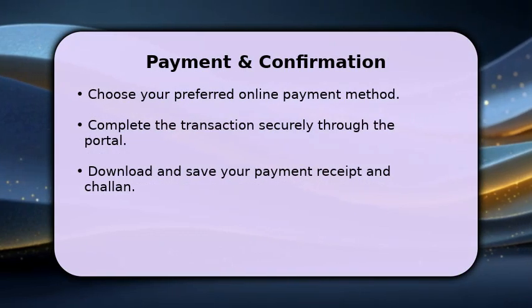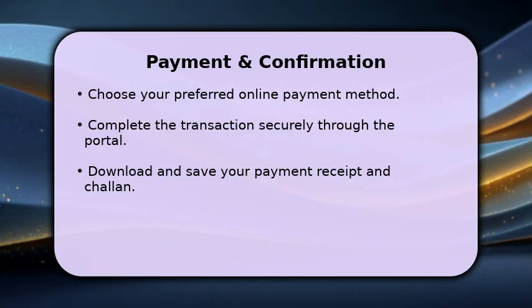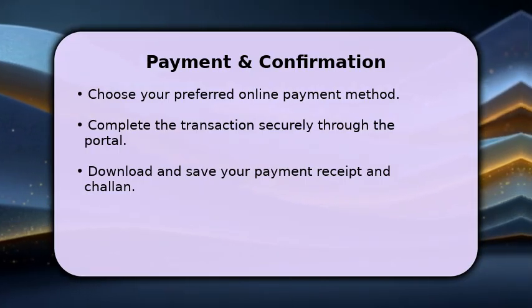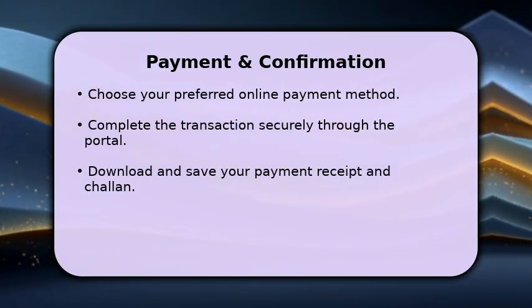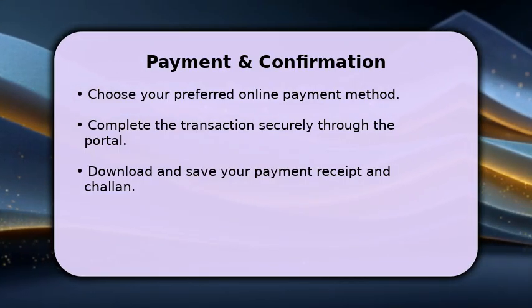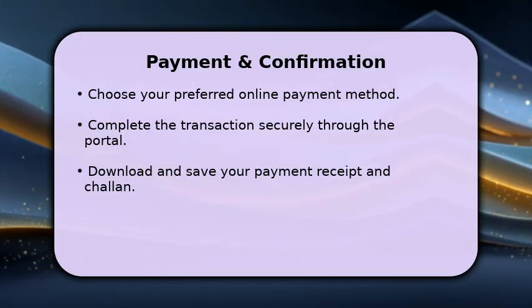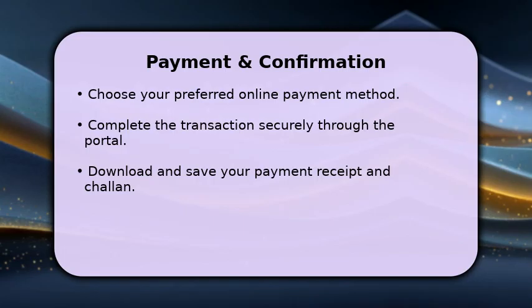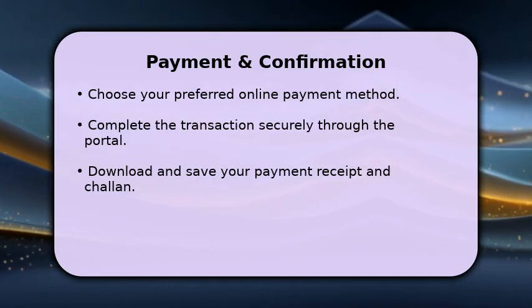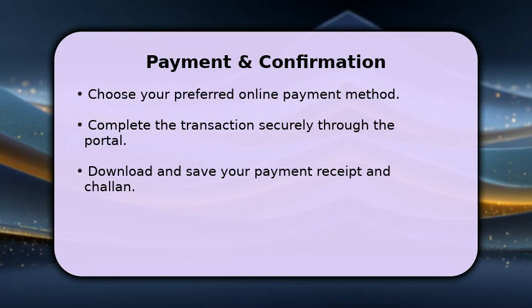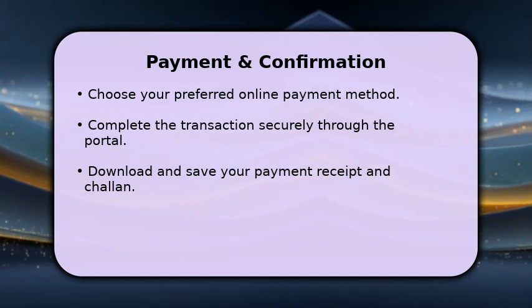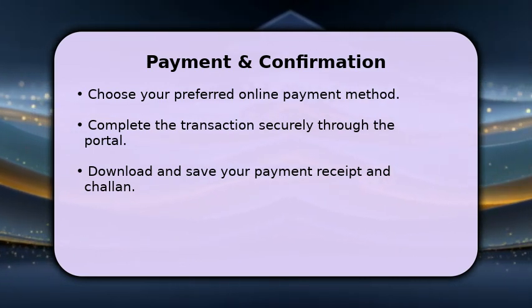After verifying your details, proceed to the payment section. You can choose from various secure online payment options, including net banking or credit and debit cards. Once the payment is successful, remember to download and save your official receipt and challan. This serves as crucial proof of your property tax filing, so keep it safe for your records.